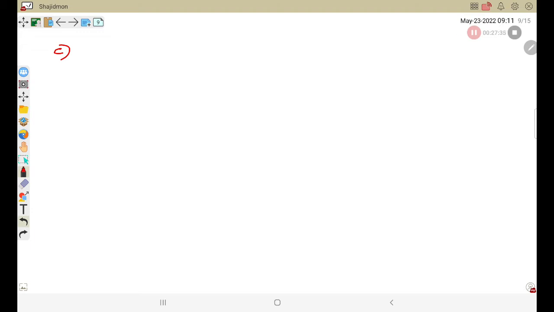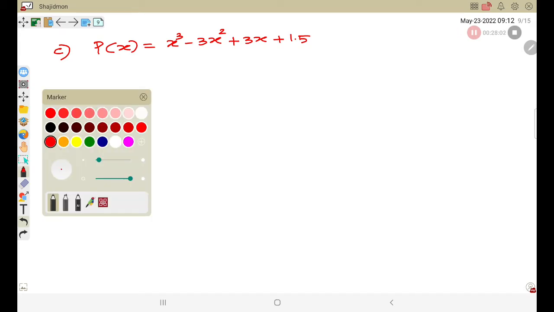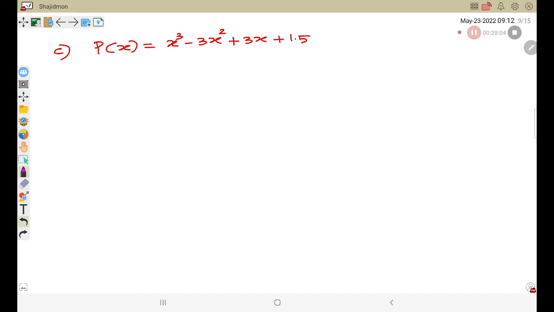That means using the nested method, we need to calculate the polynomial value at the same number, 1.29. So starting from the polynomial, P of x equals x power 3 minus 3x power 2 plus 3x plus 1.5. Now we need to use the nested method. Nested means nothing but the bracketed method. We need to write this polynomial in brackets. So think about each term.